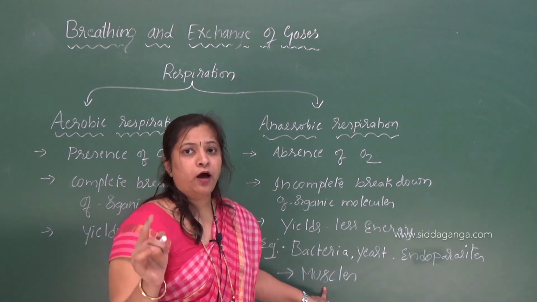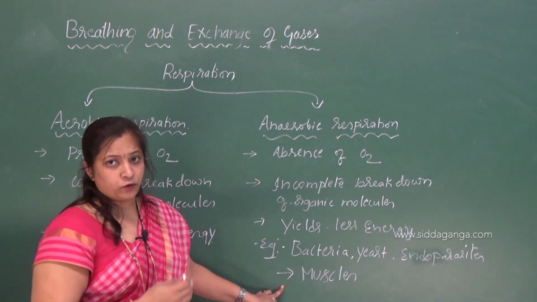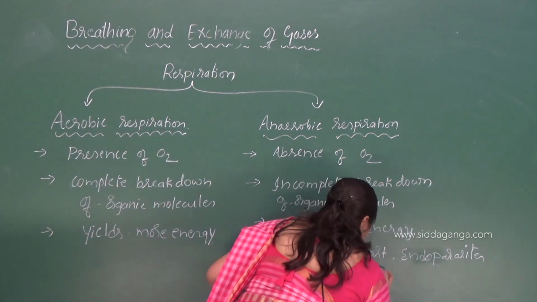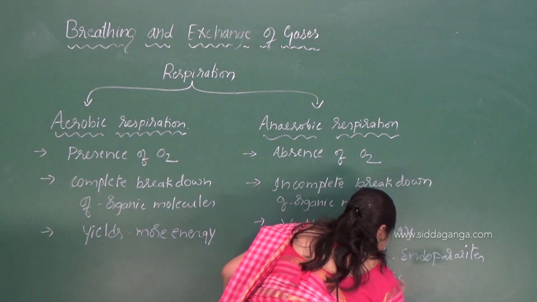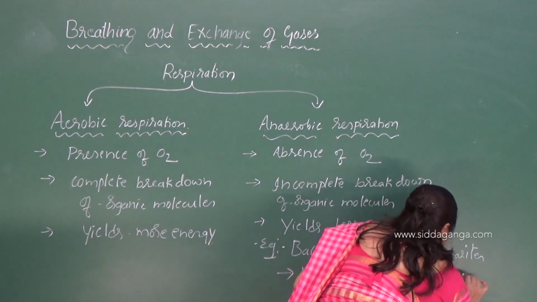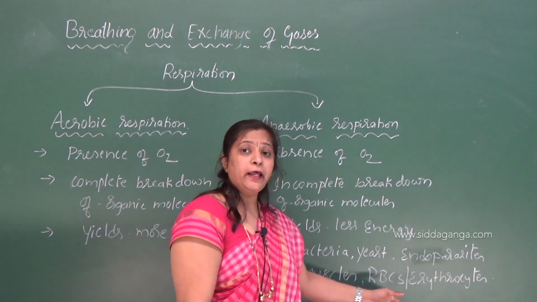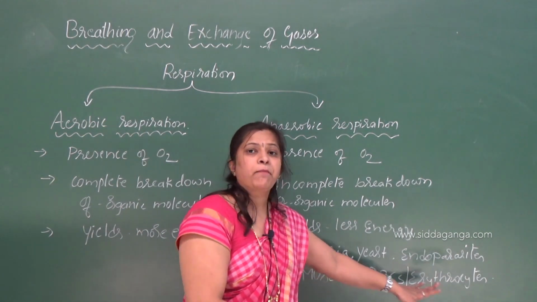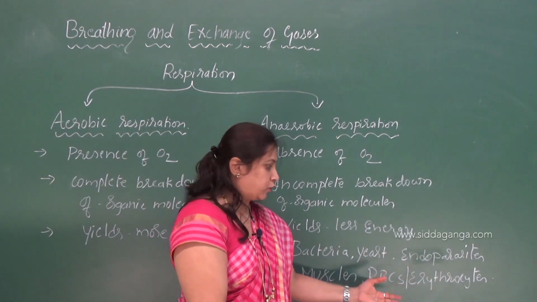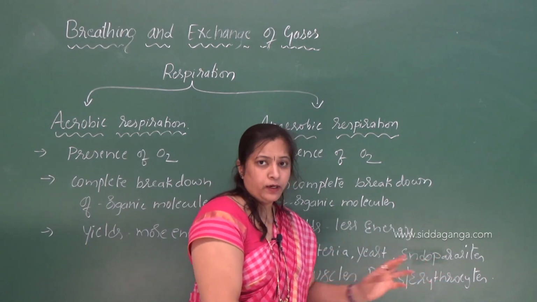And also the RBCs, red blood cells, which are also called erythrocytes. RBCs are a kind of blood cells. Erythrocytes also carry out anaerobic respiration. This is because they lack mitochondria, so where will the Krebs cycle occur? Due to the lack of mitochondria, aerobic respiration is not possible here, so erythrocytes will carry out anaerobic respiration.